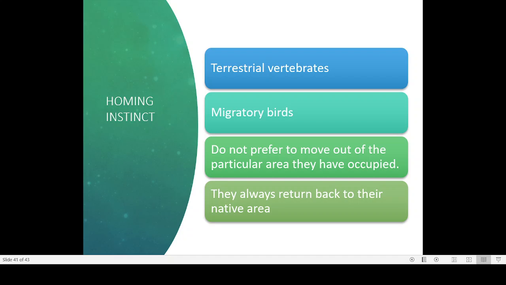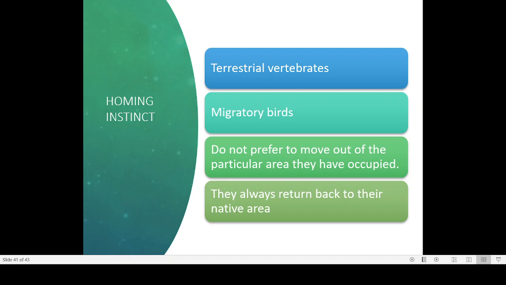So many animals, vertebrates, are exhibiting homing instinct. Migratory birds are showing this. They do not prefer to move out of a particular area because they are quite comfortable. Even when you are moving for a job or studies to another place, you will always be coming back to your home, because home is a safe place, a comfortable place for you.